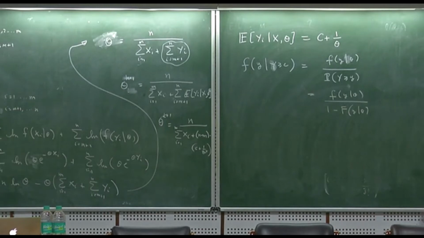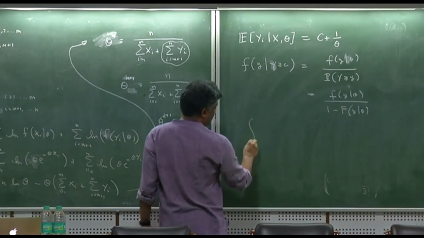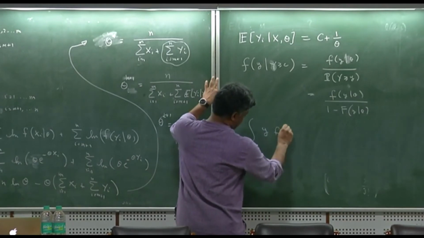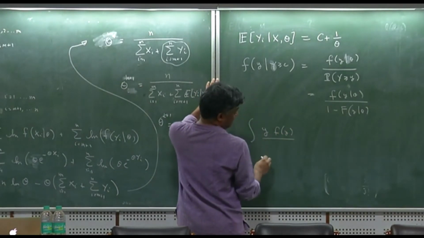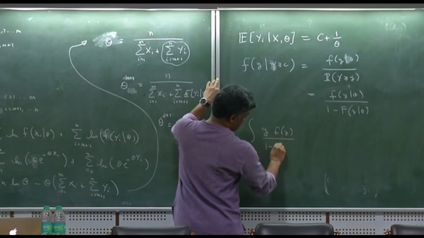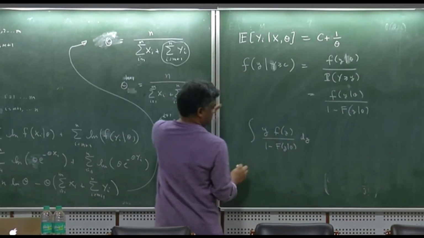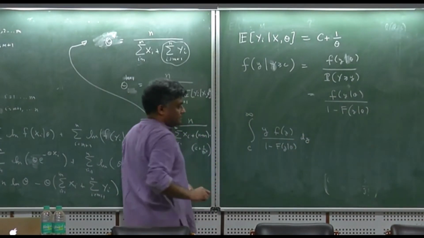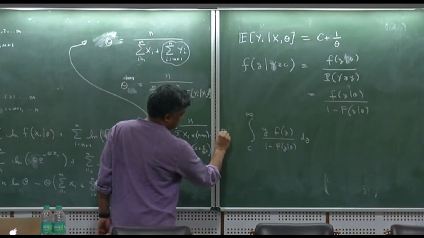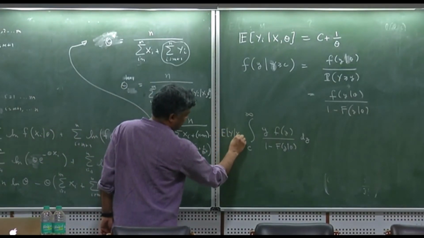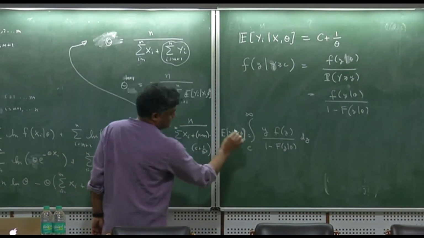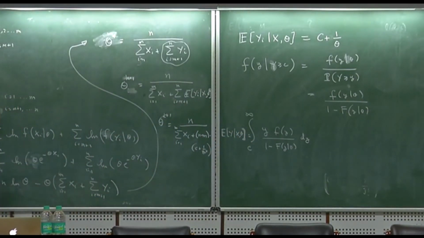That's the density. Therefore, this integral will now just become the integral of y f(y) divided by 1 minus F(y given theta) dy from c to infinity. That's my expectation of y given x and theta. Some computation has to be done. And in the solutions, you can see how this computation ends up getting done. It's not very complicated. There's some integral that ends up happening.